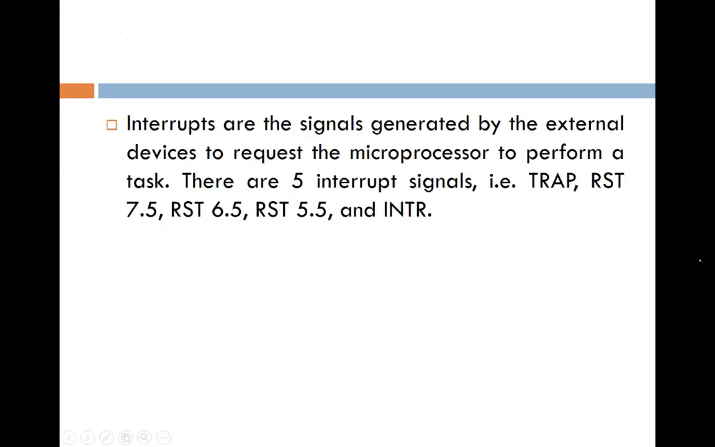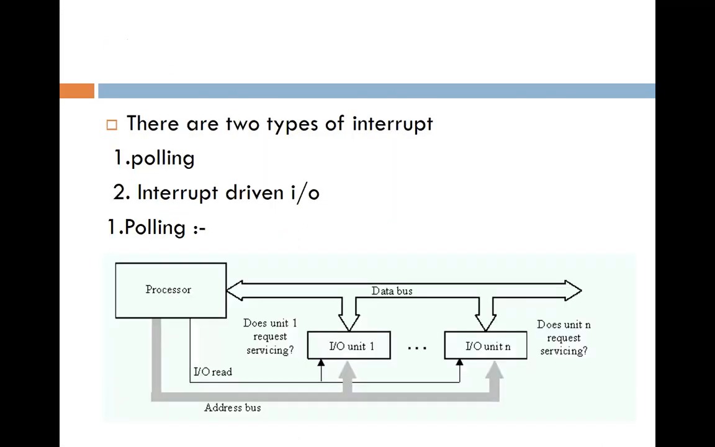What is an interrupt? Interrupts are signals generated by an external device to request the microprocessor to perform a particular task. There are 5 interrupt signals: Trap, RST 7.5, RST 6.5, RST 5.5 and INTR. There are two types of interrupts, polling interrupt and interrupt driven IO.